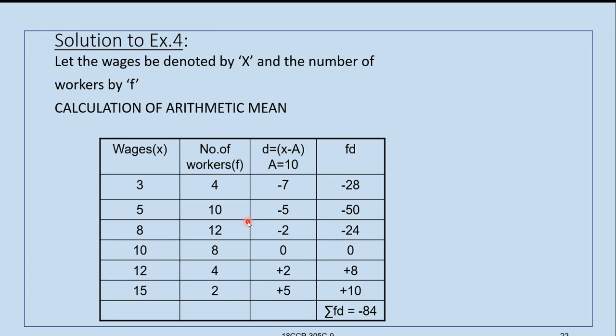In the third column, we are taking deviations, that is capital X minus A. First column minus assumed mean. Here, the assumed mean is taken as 10. We can take anything as assumed mean. We can take any value from these or an intermediate value, preferably between 8 and 10.